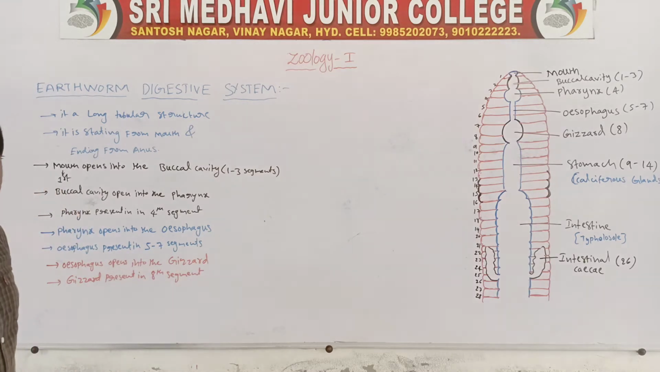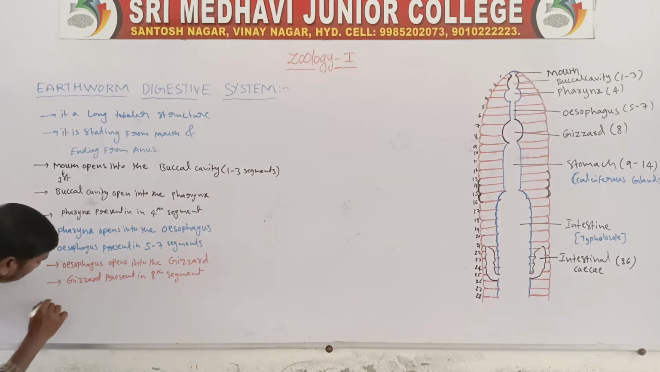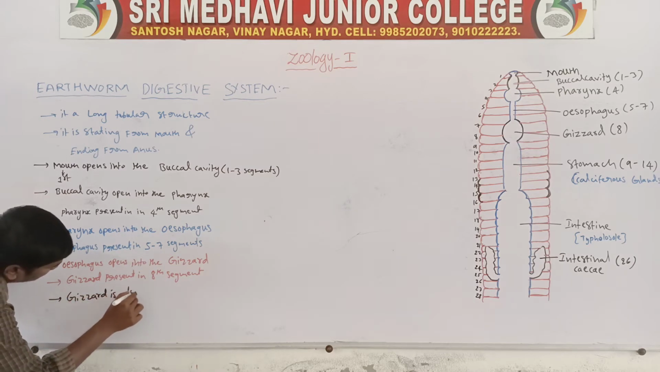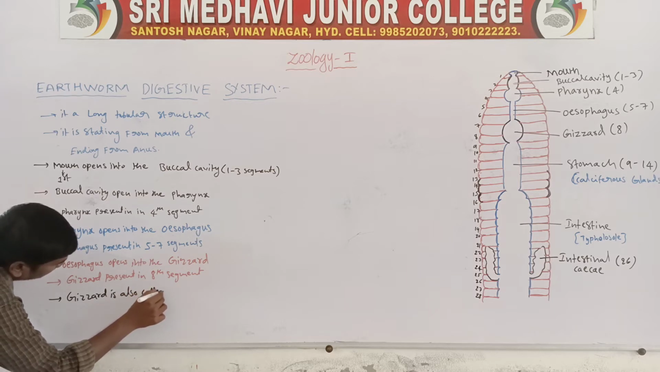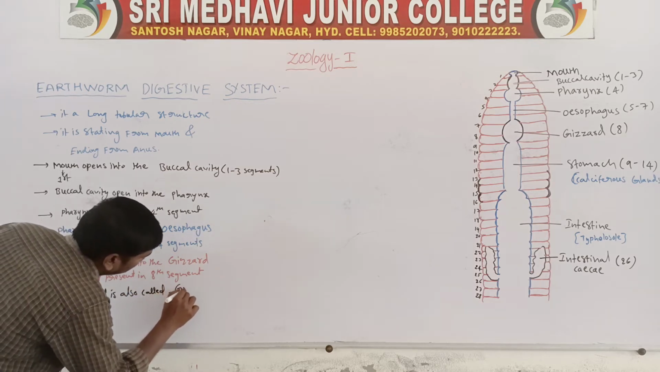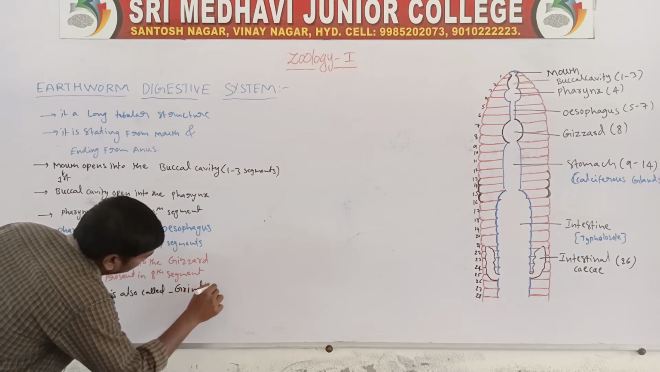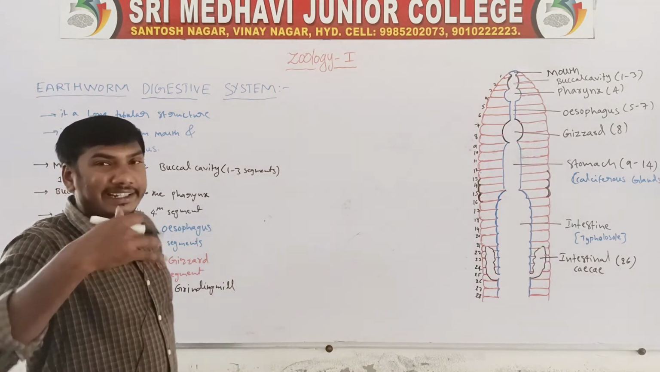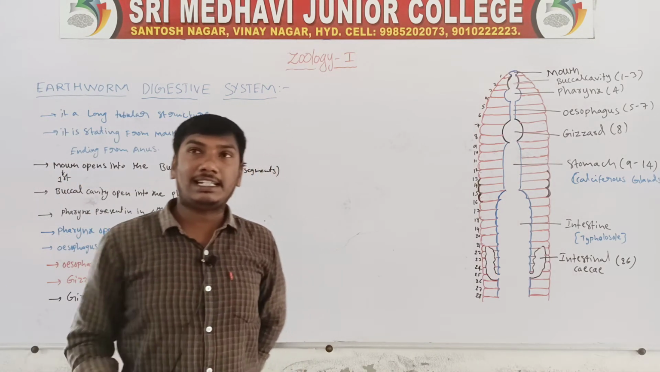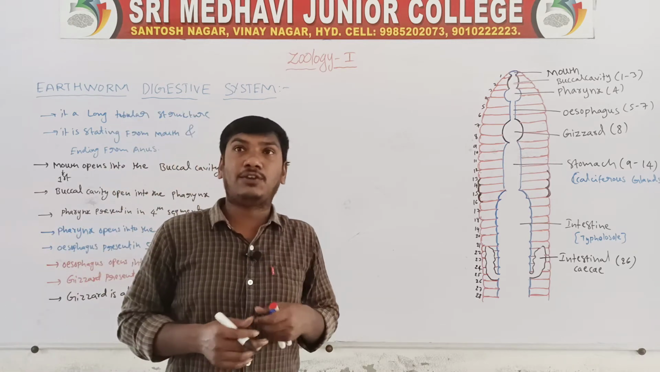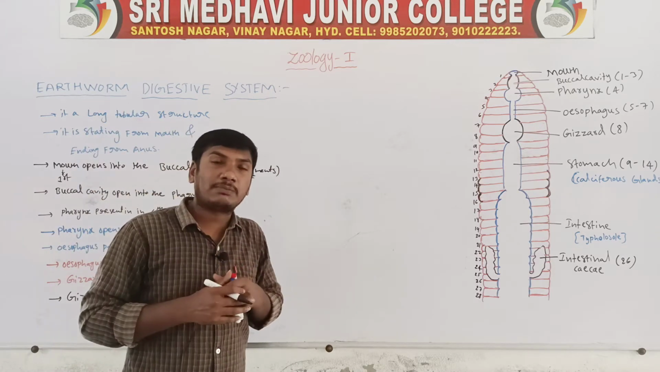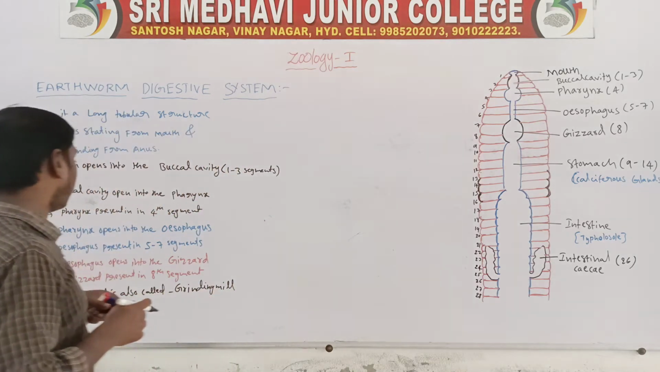The gizzard is also called the grinding mill because it grinds the food materials. Grinding means the large food materials are converted into small food particles.